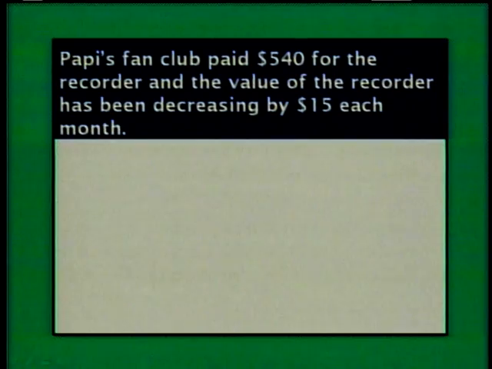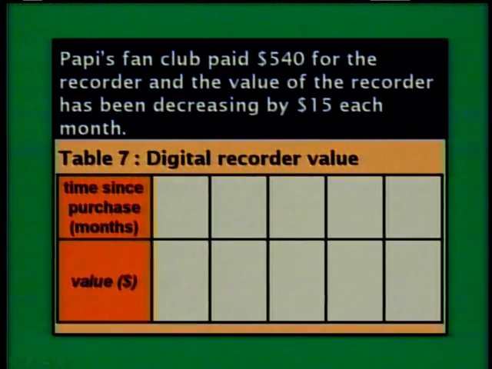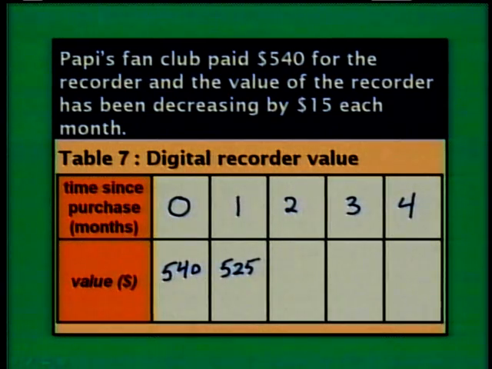So I have here the essential information, which I'm going to use to fill in a table. So I'm just going to choose some months here. I certainly want to know about the value when it was purchased, and I'm just going to let my months increase by 1. And now let's talk about the value. When we purchased it, no time had elapsed since purchase, so the value of the recorder was $540. 1 month later, that value has decreased by $15. So it's now worth only $525.